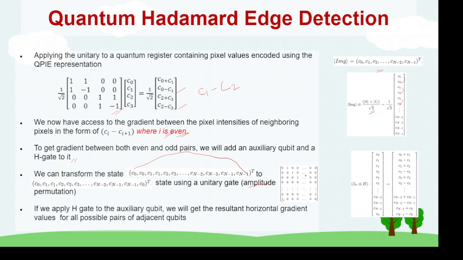So when you do this, the C0 which was here got shifted to the end, and now when you apply a Hadamard gate to that, you will see C0 minus C1, C1 minus C2, all differences, both odd pairs and even pairs, we were able to get.